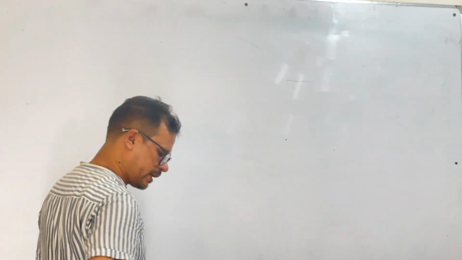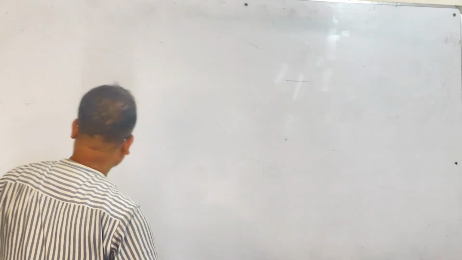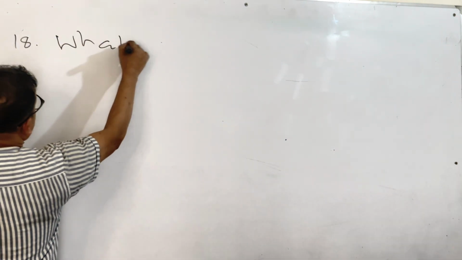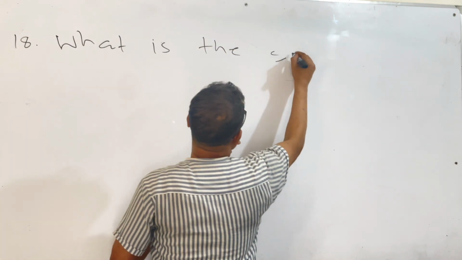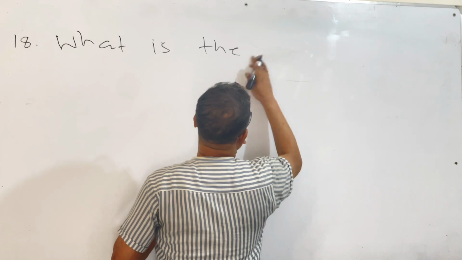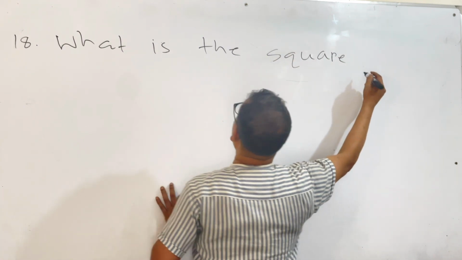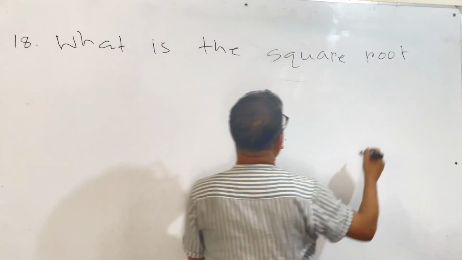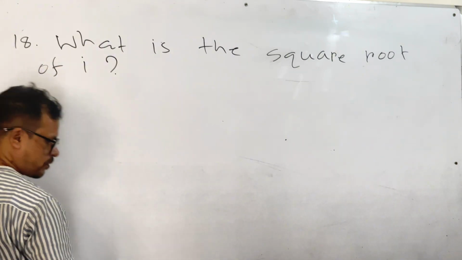Now what is question number 18? What is the square root of i? What is the square root of i?